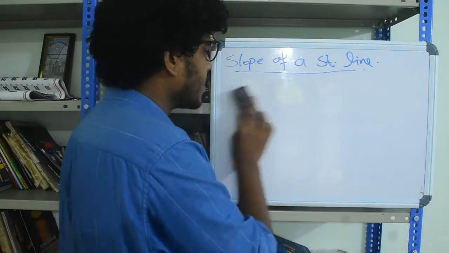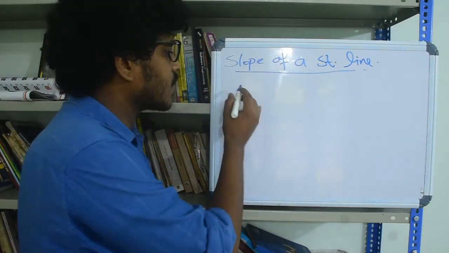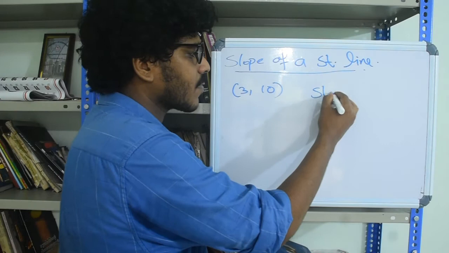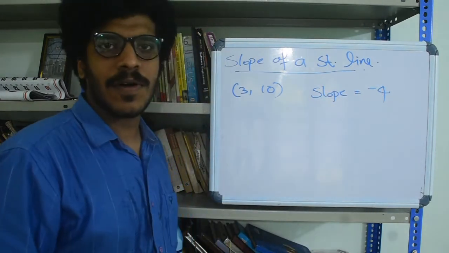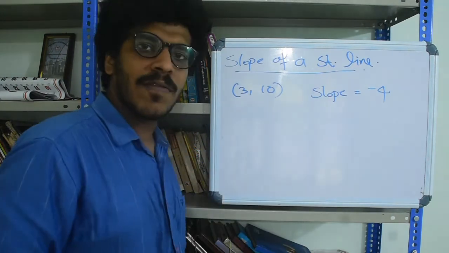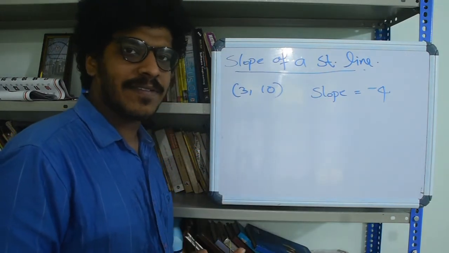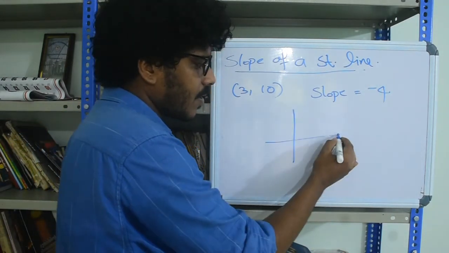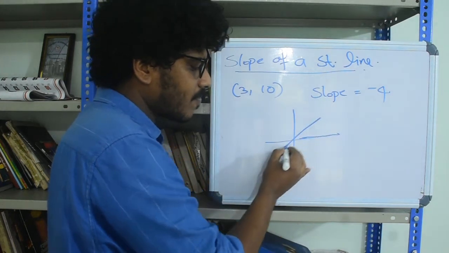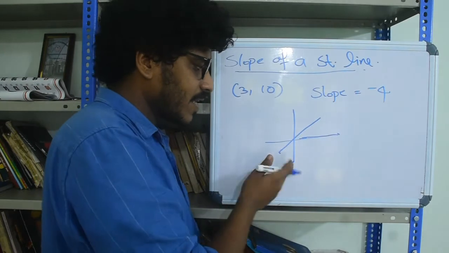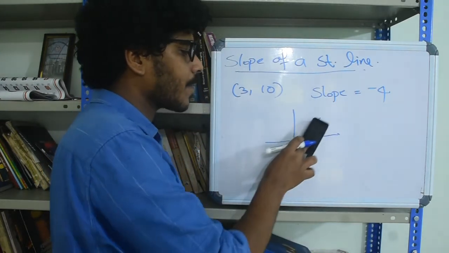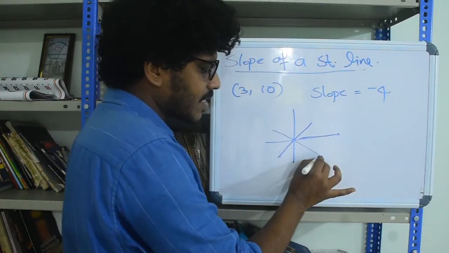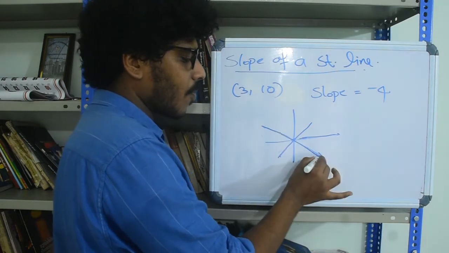So what could be the equation of a straight line passing through (3, 10) with a slope of -4? See, the slope need not always be positive. The slope can be negative as well. For example, a straight line of this orientation will have a positive slope, and a straight line of the other orientation will have a negative slope.